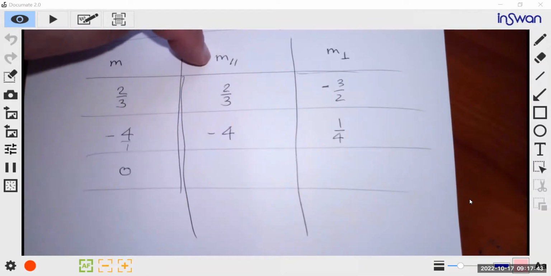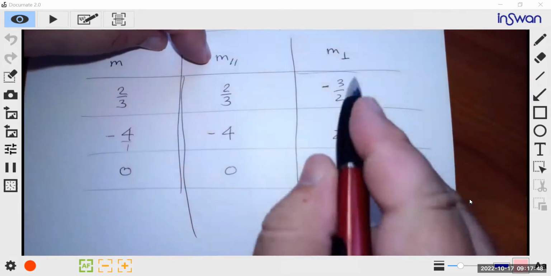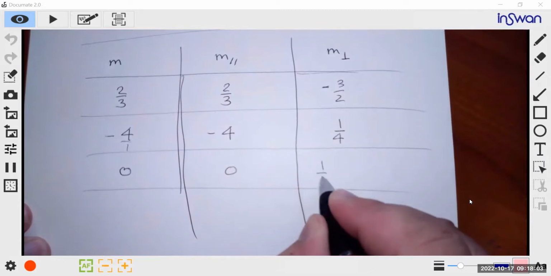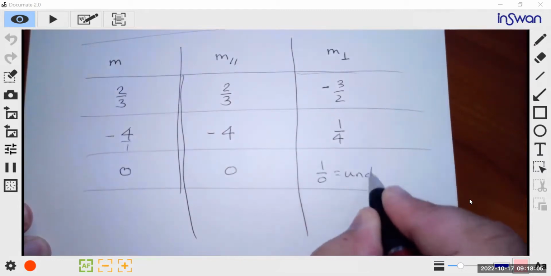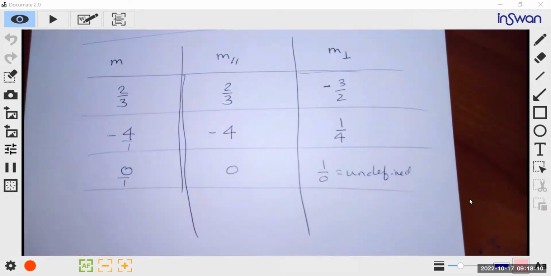Parallel should be easy by now. What's the slope parallel? 0. So what's the perpendicular slope if it's 0? What is 1/0? Undefined. Very good. Because this is 0/1, and 0 doesn't have a sign, so you can't change the sign, it's just 1/0, which is undefined. You cannot have 0 on the bottom. Very good.